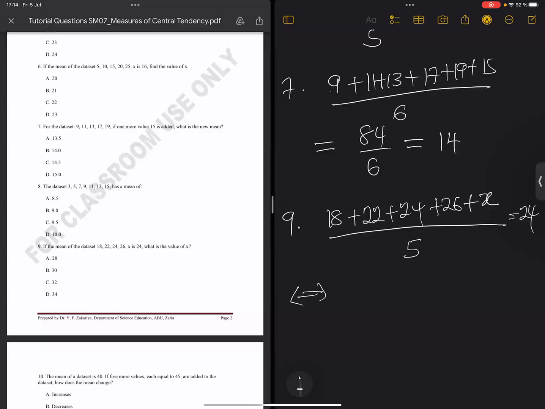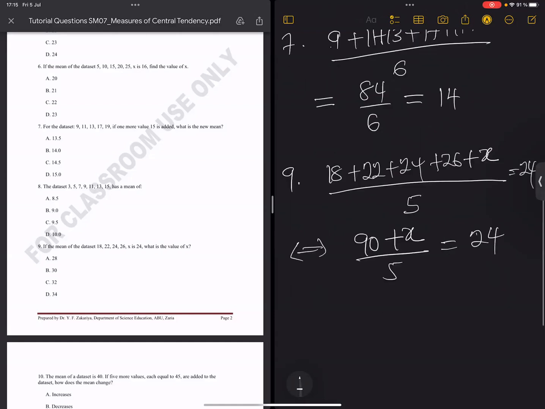Our moderator, kindly do your work. 18 plus 22 plus 24 plus 26. Here I got 90 plus x divided by 5 equals 24. Do you get the same thing? When you add the first 4 numbers together, you get 90. And your x is what you're looking for. You don't know it, so you leave it in here.